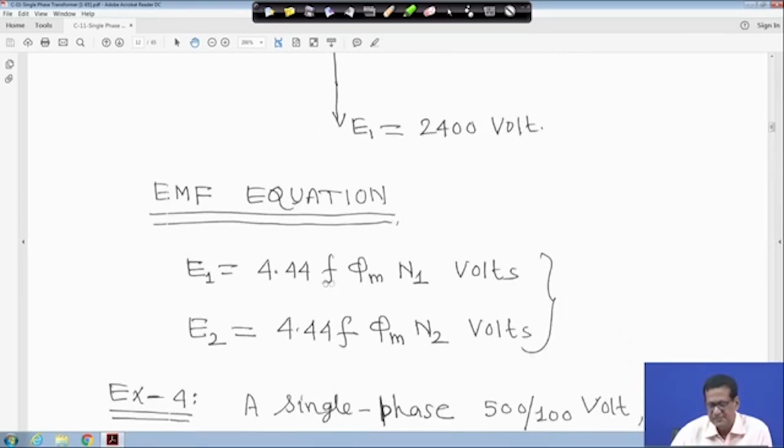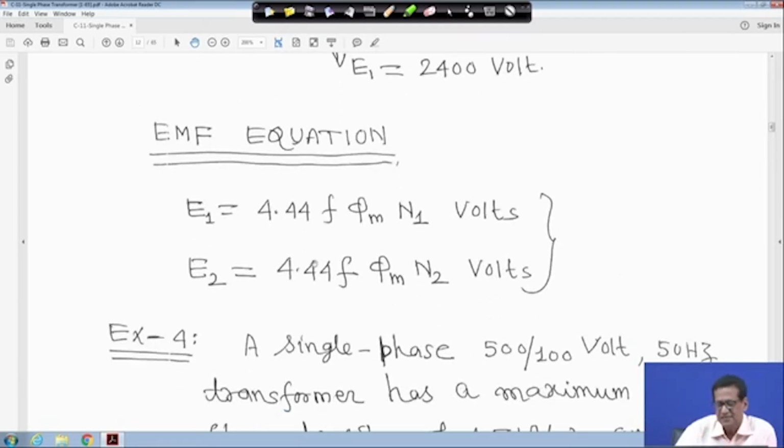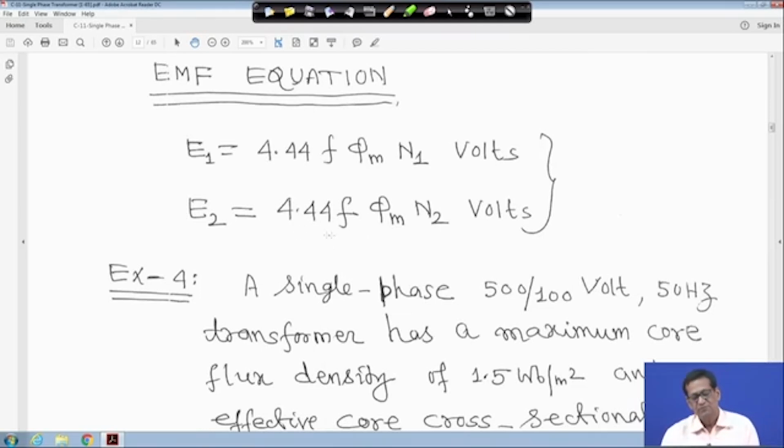Now, the EMF equation. These two equations I have given in the magnetic circuit in general: E1 is equal to 4.44 f phi m N1 volts and in the secondary side also 4.44 f phi m N2 volts, right. So, only the turns N1 and N2 are different, but the equations are same, right. This EMF equation was given in that magnetic circuit, and if you take the RMS value you divide by root 2, everything has been done there.